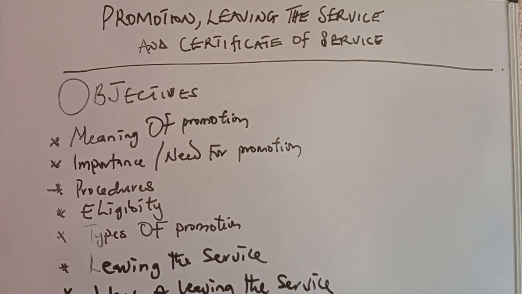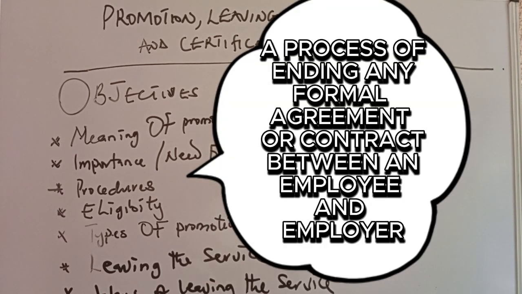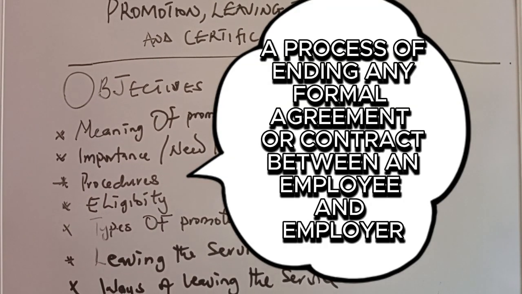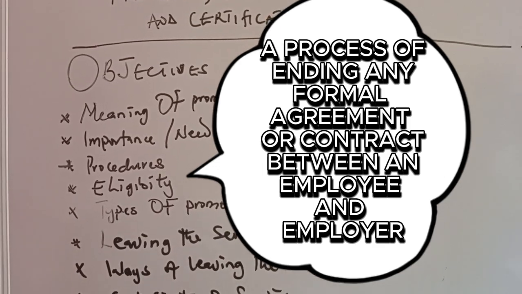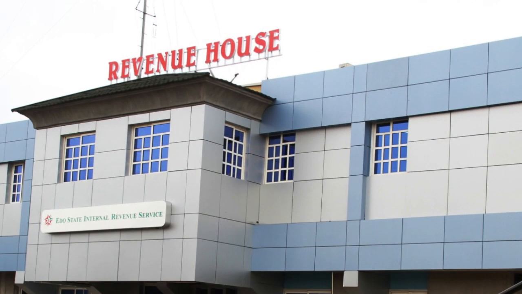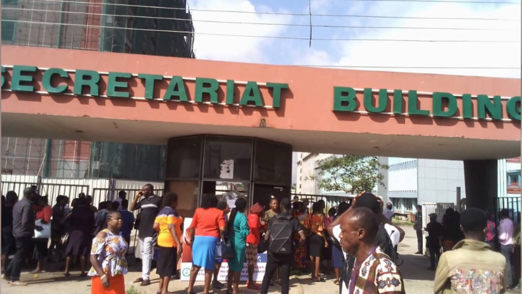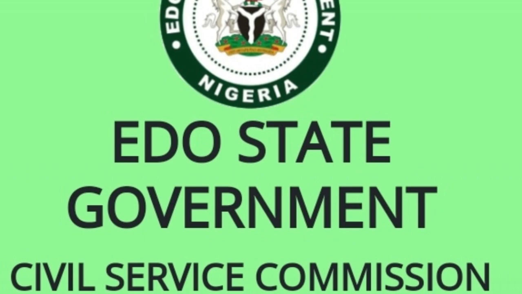Leaving the service simply means the process of ending a formal agreement between an employee and an employer. There are different ways in which this formal agreement is ended. But this agreement is based on appointment. Of course, you must be appointed first before you leave the service. When there is no appointment, we cannot be talking about leaving the service. There are different agreements that the employer and the employee carry out, but in this case, we are talking about leaving the service.